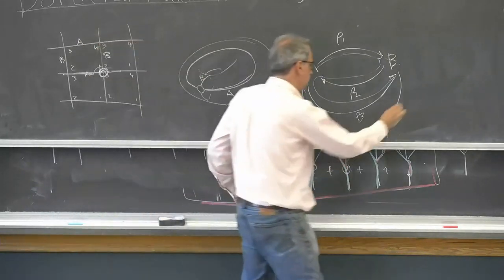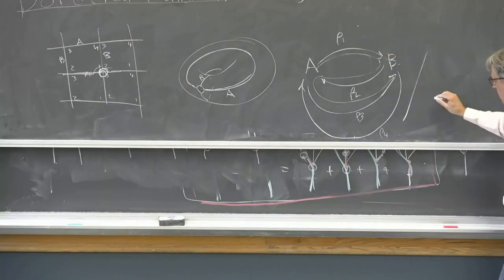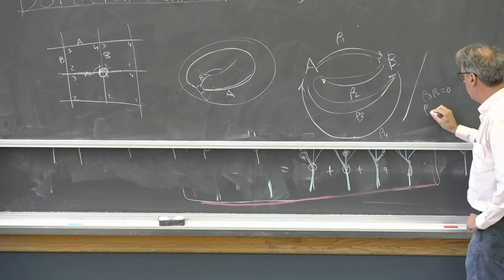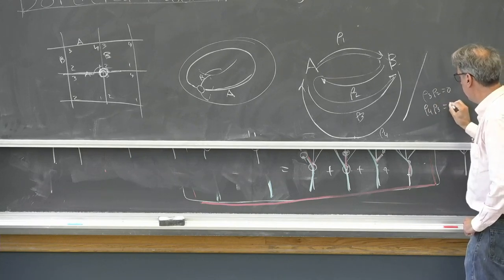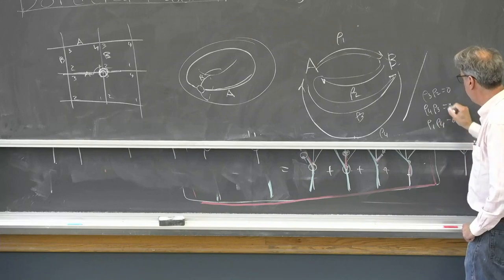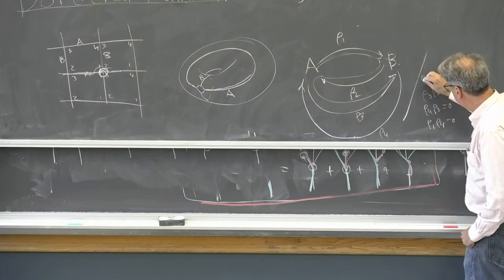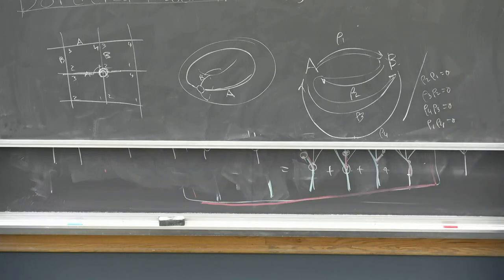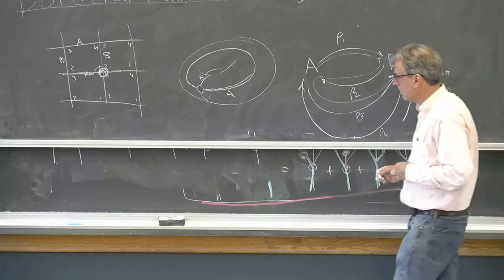So what I want to do is take the quotient of this path algebra by saying row 3, row 2 equals 0, row 4, row 3 equals 0, row 1, row 4 equals 0, and one more, row 2, row 1 equals 0. So it's a quotient of a path algebra. That's my algebra. That's the algebra that we're going to work with.